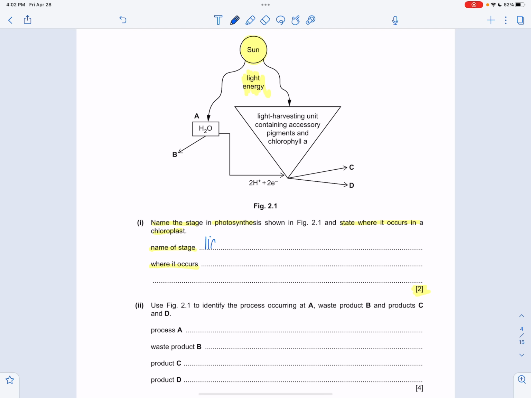This is the light-dependent reaction. And I write reaction like that, RXN. If you sound it out, it's like reaction. Obviously on your exam, you're not going to put RXN. And where it occurs, this occurs in the thylakoid membrane.